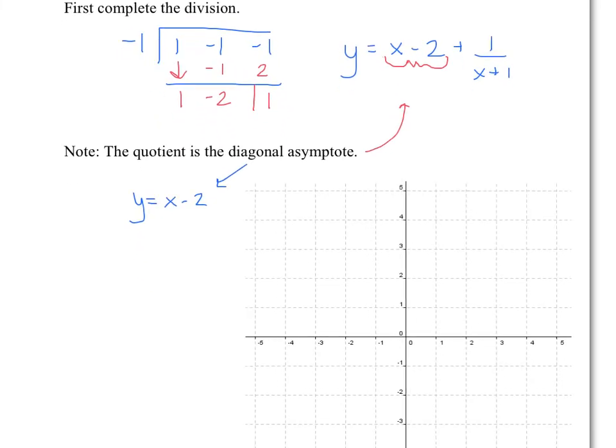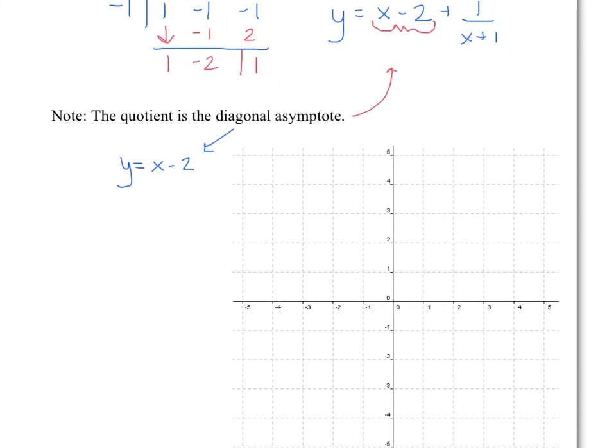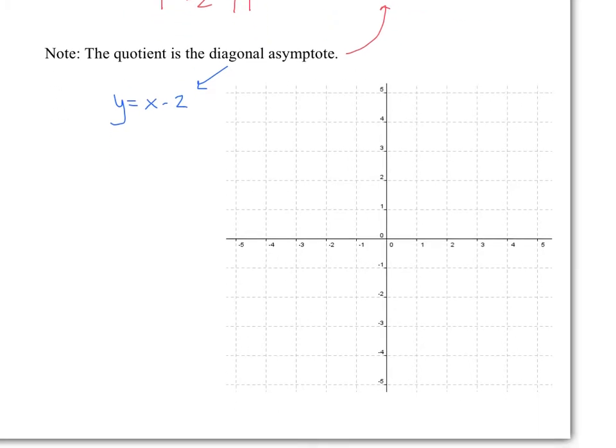Alright, so let's put this on a graph as best as we can. So y equals x minus 2, let's put this on the graph. So this is just a linear function across here. Again, this is an asymptote, so I'm going to put this as a dotted line.